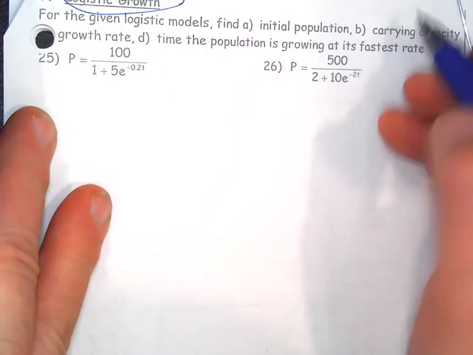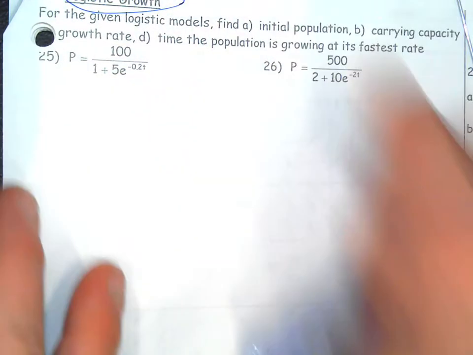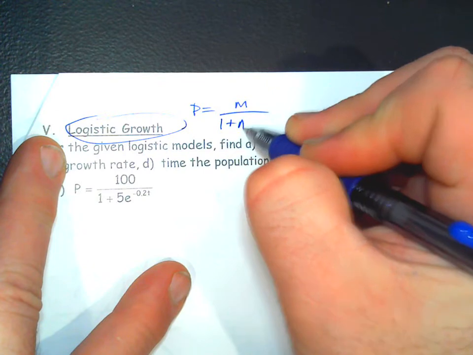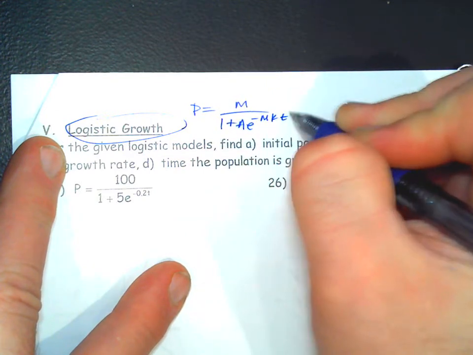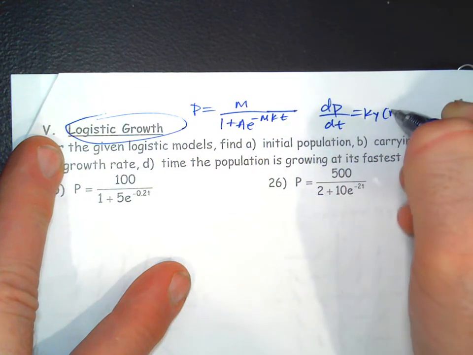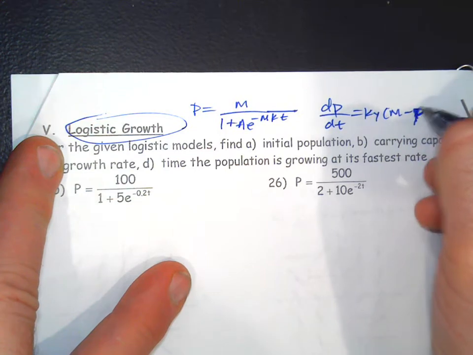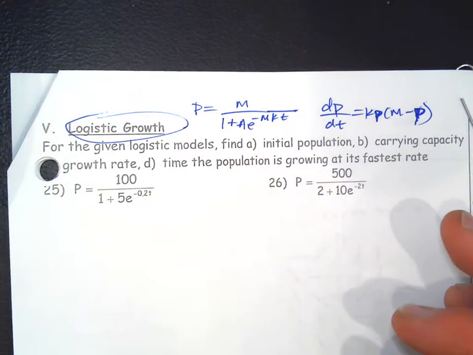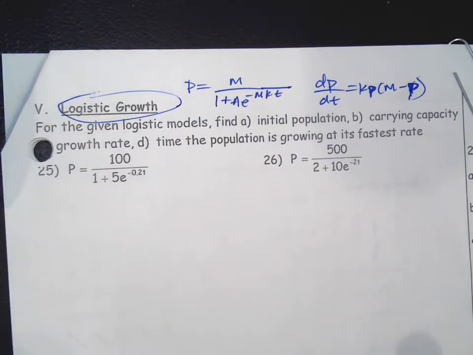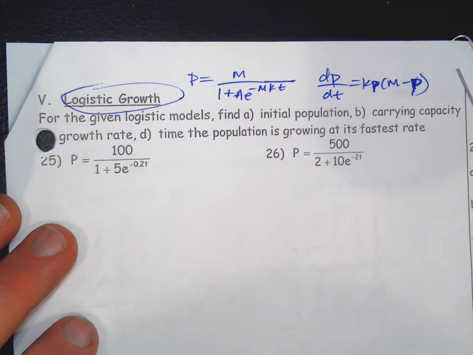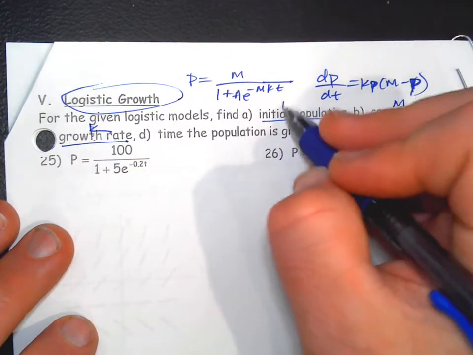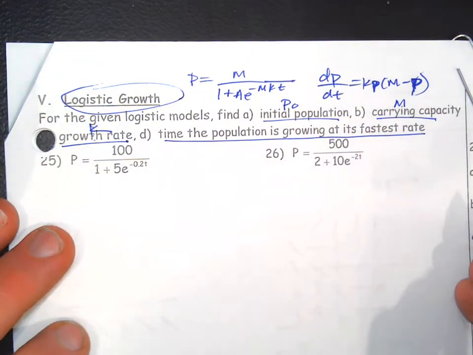So these are logistic growth. You might write your equations down somewhere. P equals M over 1 plus A e to the negative MKT, and dP/dt equals kP(M minus P). Either way, those are the two formulas you need to memorize. And then you need to memorize that the fastest growth is happening at the inflection point, which is half the carrying capacity. So find the initial population, carrying capacity, growth rate, that's K, that's M, that's P naught, and the time the population is growing at the fastest rate.